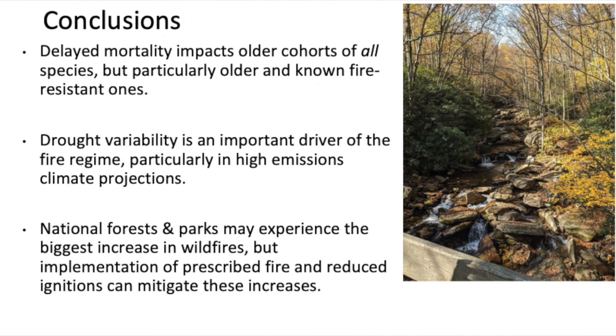All right, so wrapping it all up, delayed mortality impacts older cohorts of all the species, but particularly the older and known fire-resistant ones. Drought variability seems to be an important driver, maybe the important driver, of a fire regime, particularly in the high emissions climate projections. So national forests and parks may experience the biggest increase in wildfires, but implementation of prescribed fire and reduced ignitions can mitigate these increases.